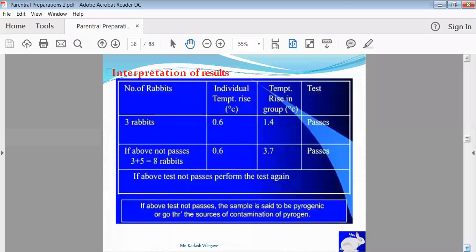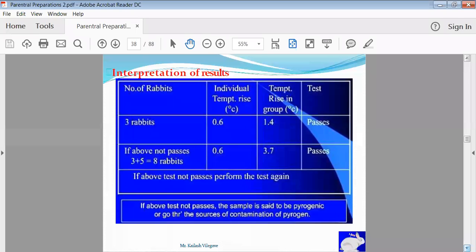And suppose by taking these 6 rabbits we are not satisfied, and we have got increases in temperature individually and in the group also. Then again we have to select the extra 5 rabbits for the same test, and go for the second test. So here again we have to apply the same criteria.